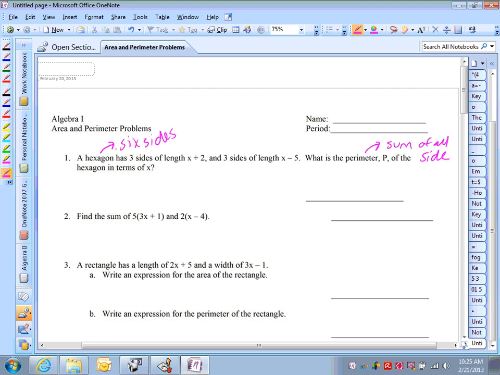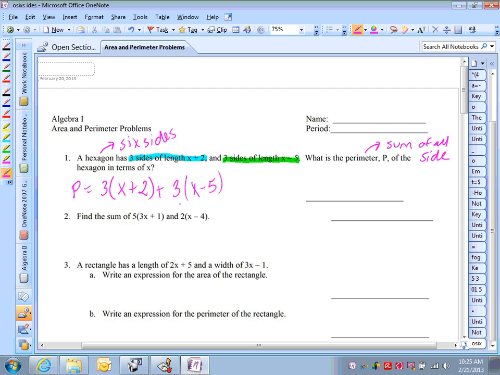Okay, and in the problem they say that 3 sides have a length of x plus 2 and 3 sides have a length of x minus 5. So when we add those up together, we have 3 groups of x plus 2. That represents the 3 sides with a length of x plus 2. And we have 3 groups of x minus 5. So 3 sides of length x plus 2 plus 3 sides of length x minus 5.